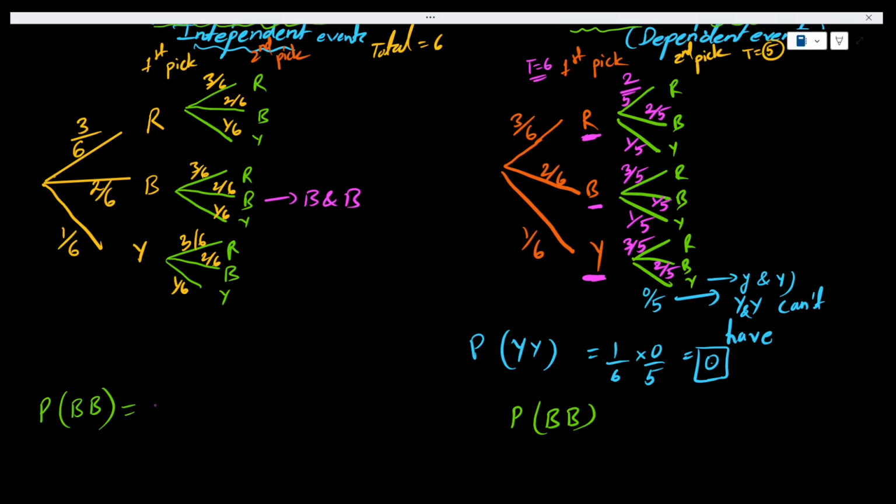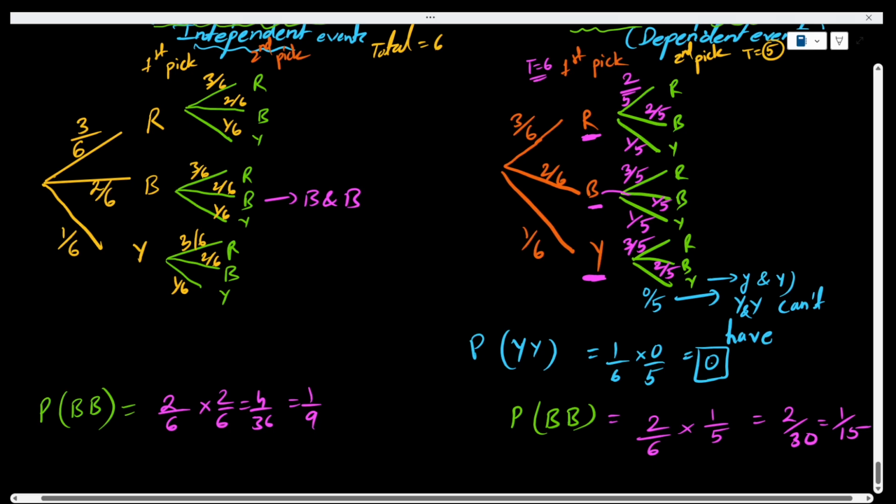So by the probability multiplication rule, you have to multiply 2 by 6 times 2 by 6, which is going to be 4 by 36, which is 1 by 9. But here, if you see blue and blue, because it's without replacement, the probability will change. It is 2 by 6 times 1 by 5, that is going to be 2 by 30, which is 1 by 15. So this is the way you use the with and without replacement probability tree diagram to calculate the probability.